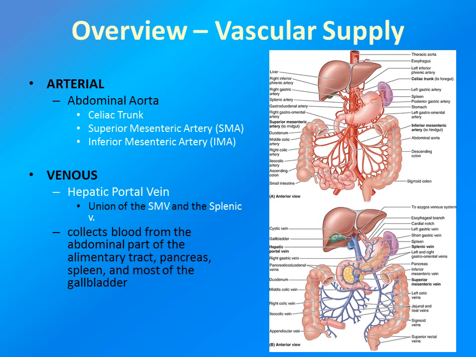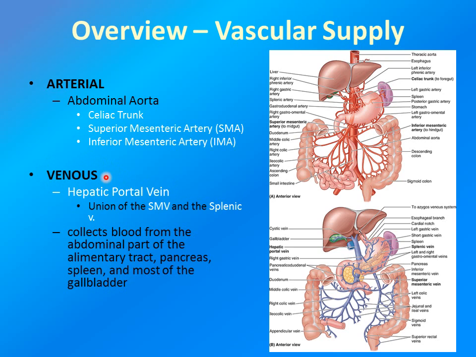The vascular supply of the abdominal organs also has a pattern to it. For example, the arterial supply is all derived from the abdominal aorta. Even more specifically, there are three main branches involved: the celiac trunk, the superior mesenteric artery, or SMA, and the inferior mesenteric artery, or IMA. The celiac trunk, for the most part, supplies organs derived from the embryonic foregut. The superior mesenteric artery supplies those organs derived from the embryonic midgut, whereas the inferior mesenteric artery, or IMA, supplies mostly those organs derived from the embryonic hindgut.